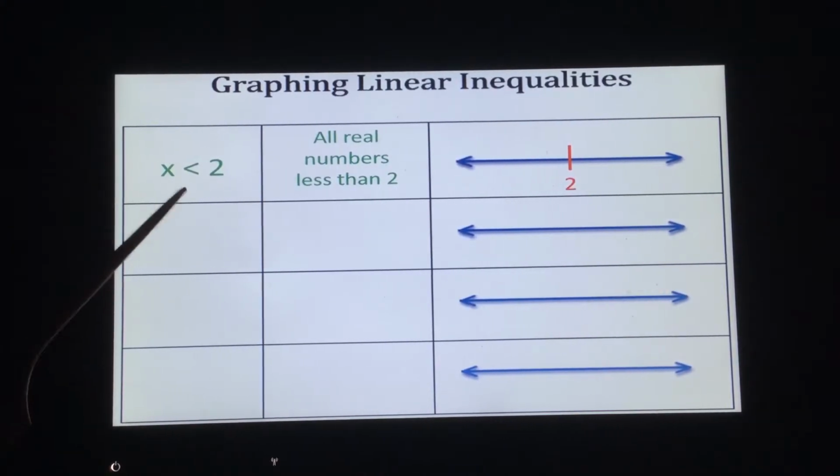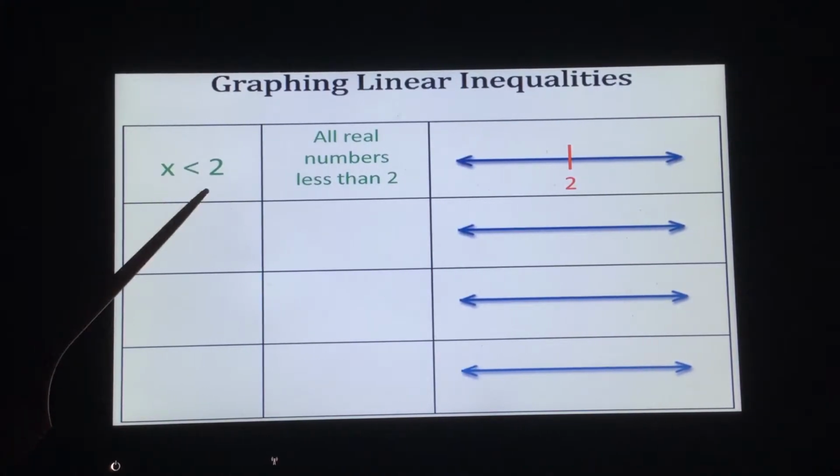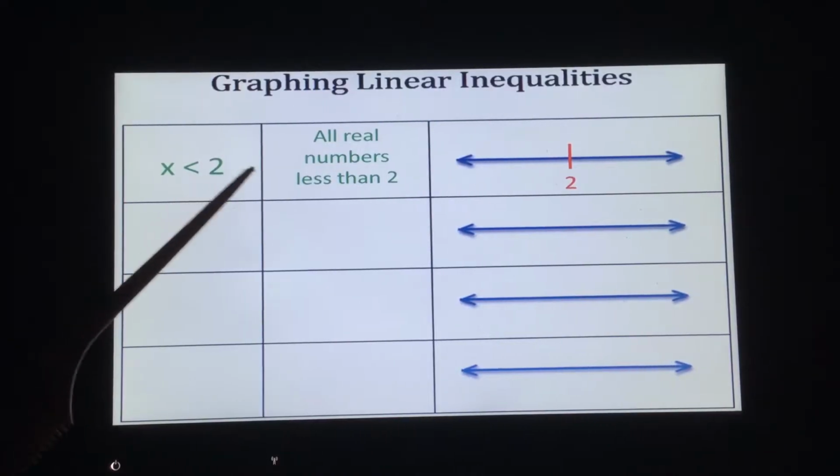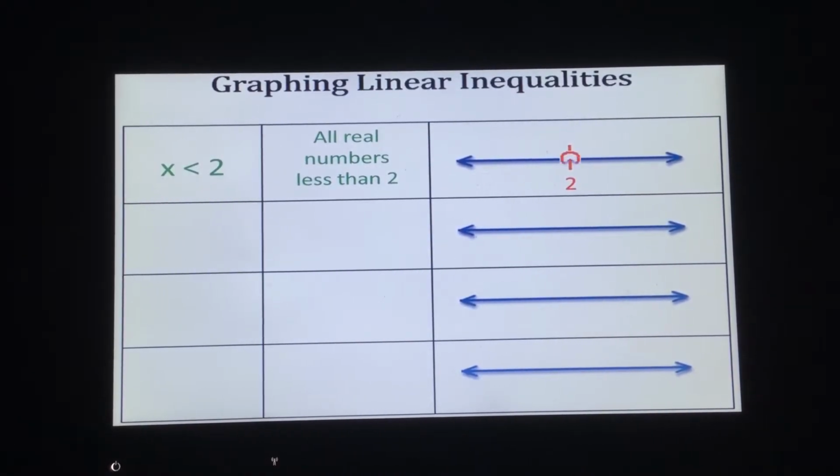Okay, now there is no or equal to bar, so we are not including this number. So what we do over there is we put an open circle, okay? And then we're going to shade. Now when you shade, you want to use kind of like a test point. So what number could you put in here to make this true?